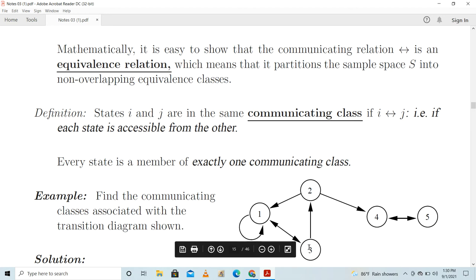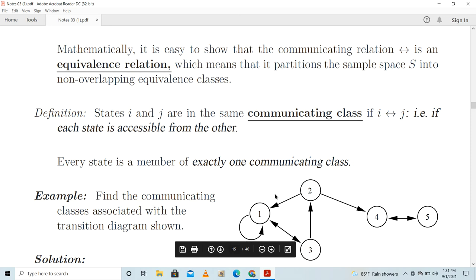And if you check 3 and 2, from 3, of course, you can reach 2 directly. And from 2, you can go to 1 and reach 3. That is, they are also communicating states. But if you look at 2 and 4, from 2 to 4 you can go, but from 4 to 5 we can't come back. See, if you reach 4 here, we can go to 5 and come back to 4, but we can't come back to these states if we go to state 4.